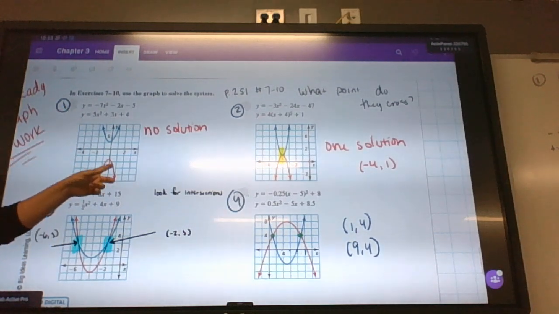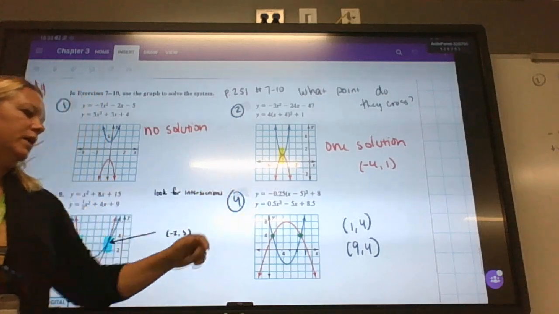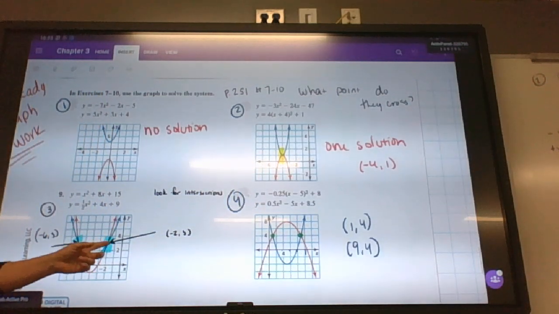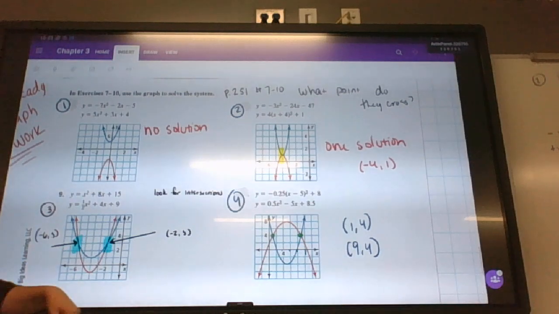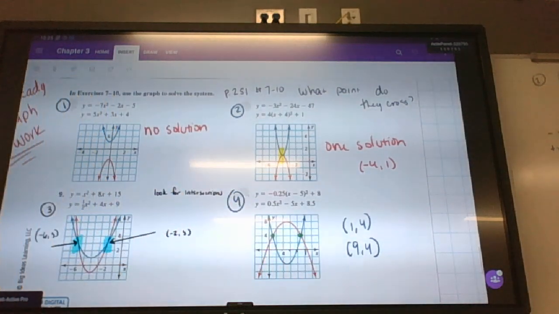So number 1 online yesterday was no solution. Number 2 was -4, 1. Number 3 was maybe the most difficult, where they overlap here in the middle. And then number 4 was tricky too. And you have to look in the middle.